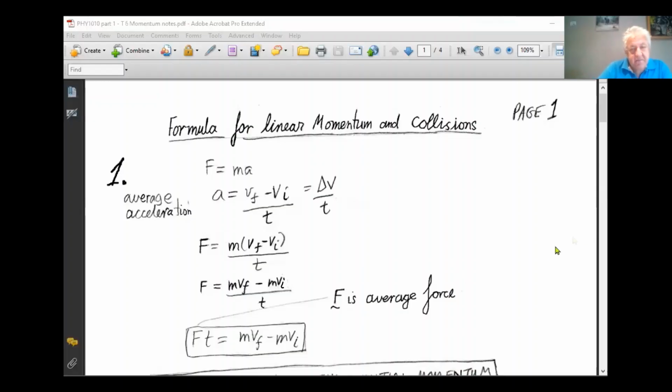The first thing is the definition of impulse. Force multiplied by time is the impulse, and the formula is that the change of momentum is equal to the impulse. It's derived starting from Newton's second law and the definition of acceleration. I think I'll do this on the whiteboard for you. Right, impulse. Force multiplied by time.